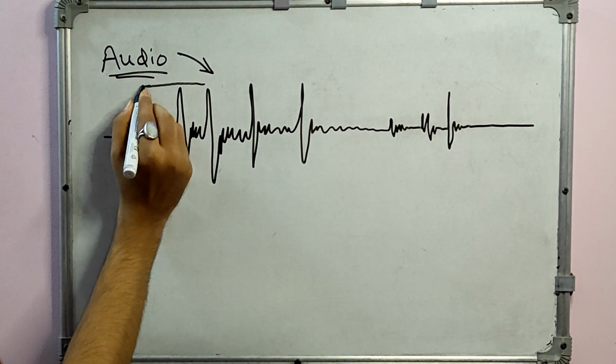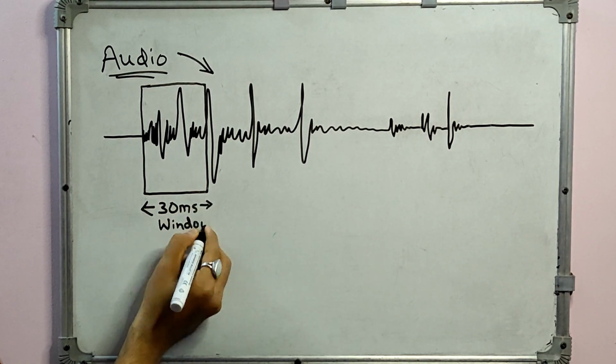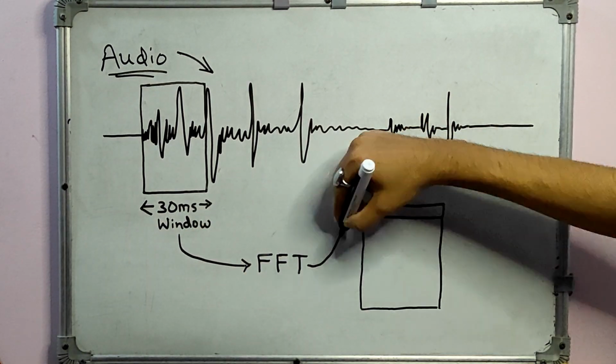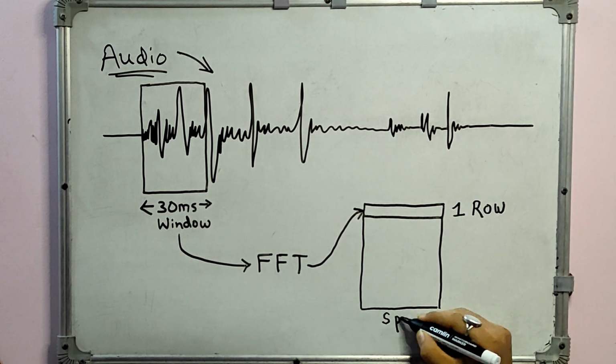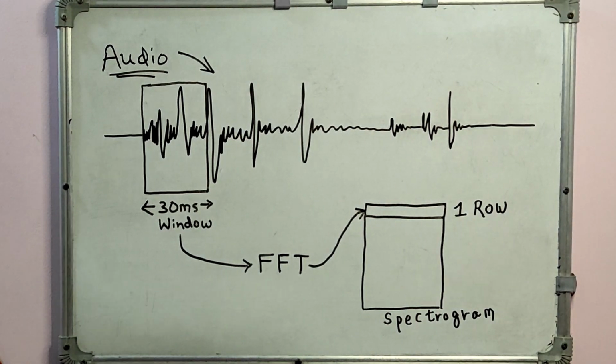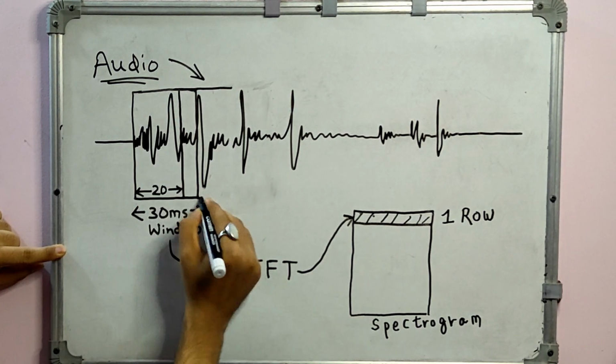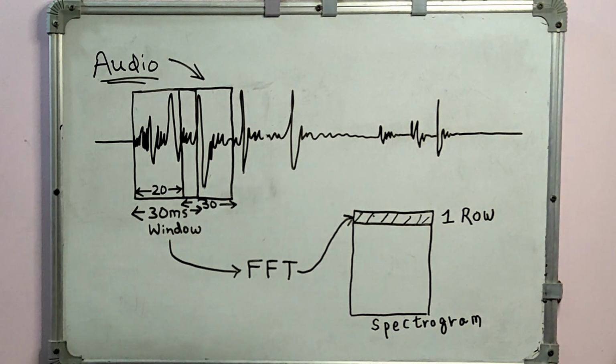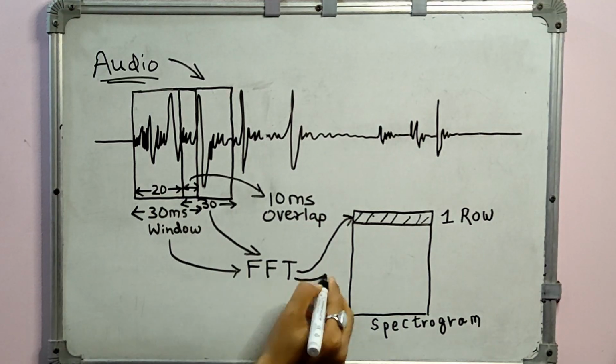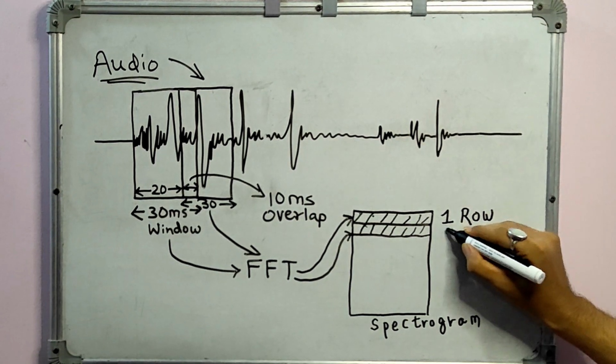This means we take a 30 millisecond chunk of audio and run FFT algorithm on it to generate one row of our spectrogram. Then comes stride duration, which is 20 milliseconds. So basically every new window starts 20 milliseconds after the previous one. Since our window is 30 millisecond long, this also means there is an overlap of 10 milliseconds between consecutive windows.